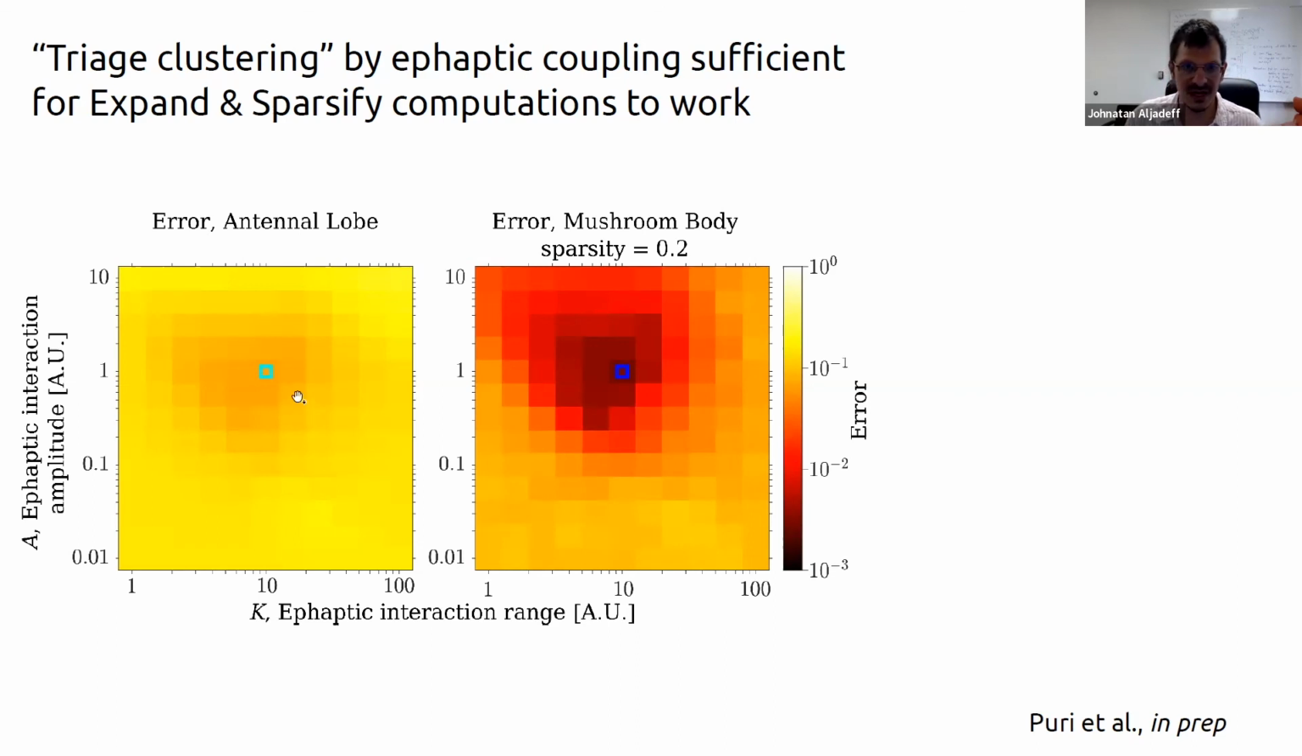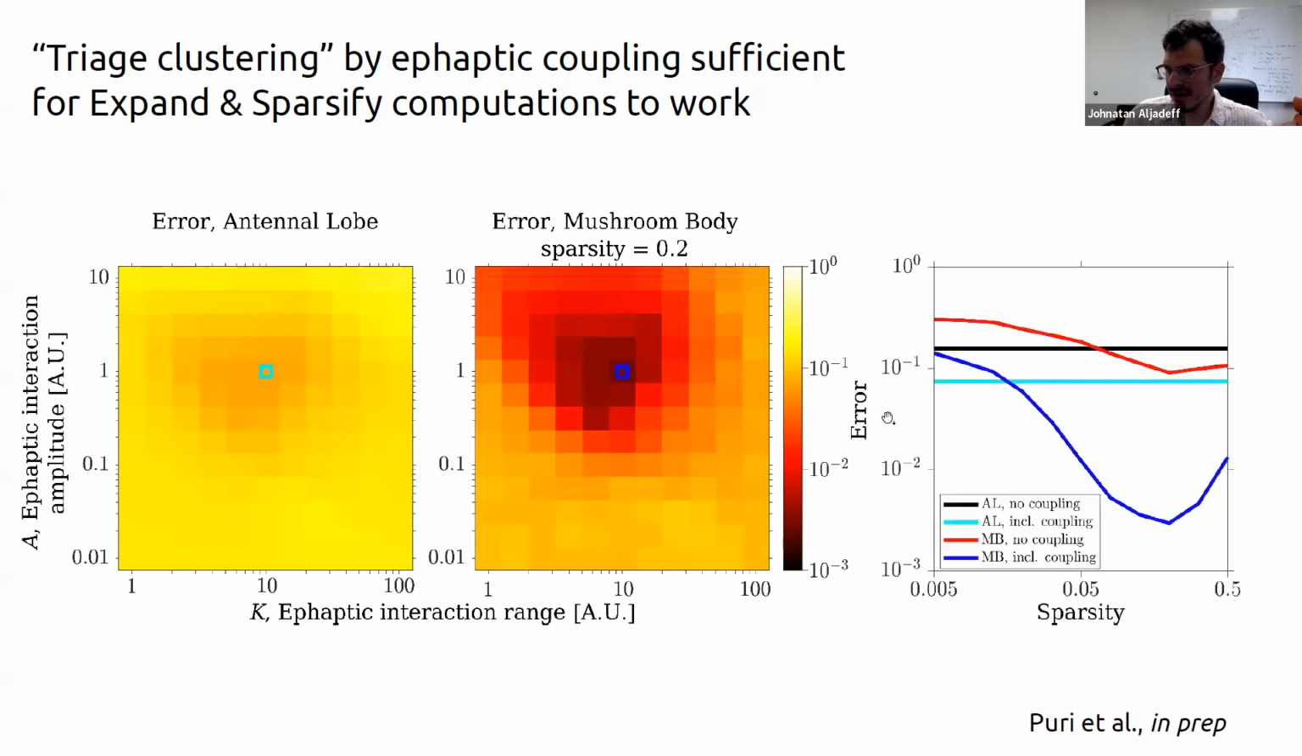But when we then expand and sparsify the inputs, and the 3rd parameter that we use in the mushroom body is 0.2, then we get almost a factor of 100 improvement or so. We get 2 orders of magnitude improvement of classification in the mushroom body, only if stimuli first are preprocessed by the Ephaptic coupling. So we also tested the effect of the sparsity.